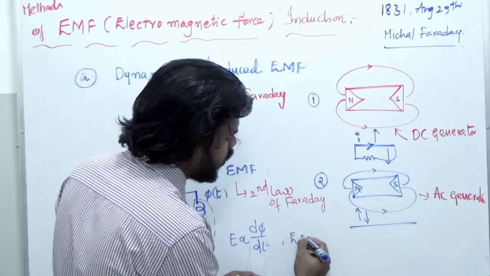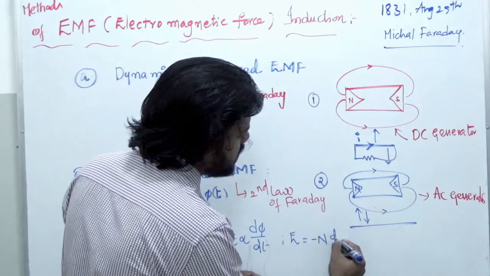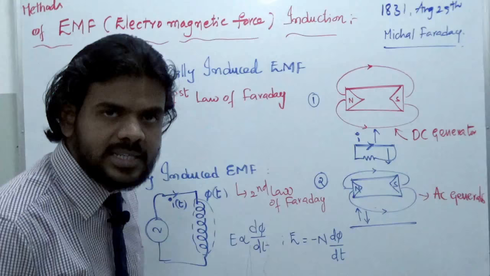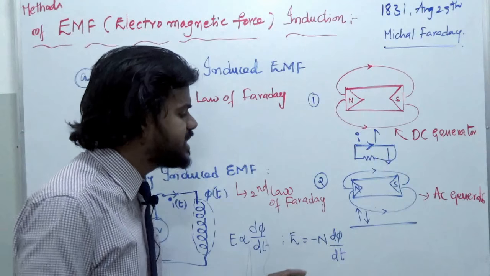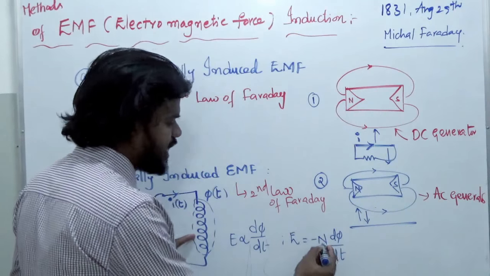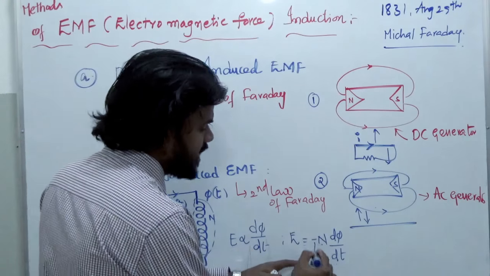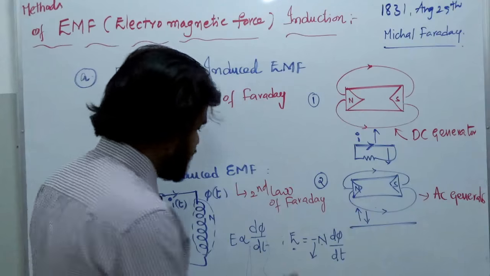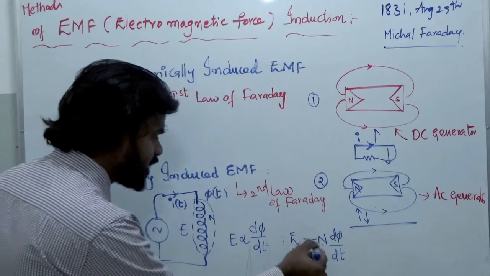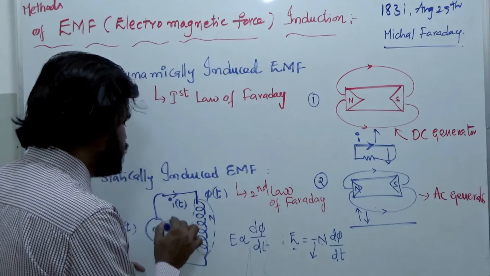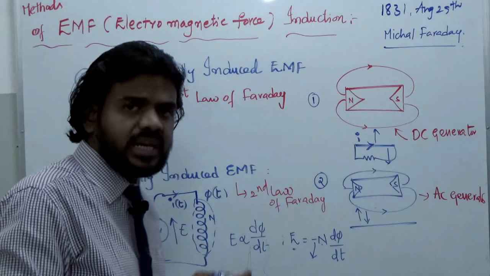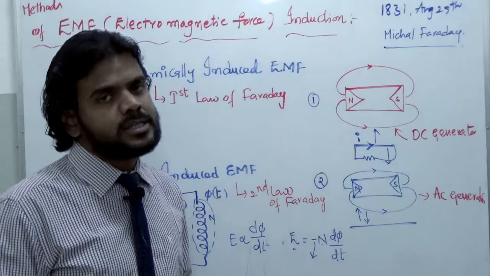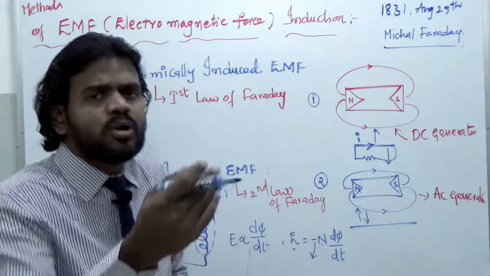Now, if you resolve that, as I said in the beginning, it is minus N into d phi by dt. N is the number of turns that you find in the coil, and minus is the sign because the EMF induced here in the coil is opposite to the supply that is applied to the circuit. So it is opposing.